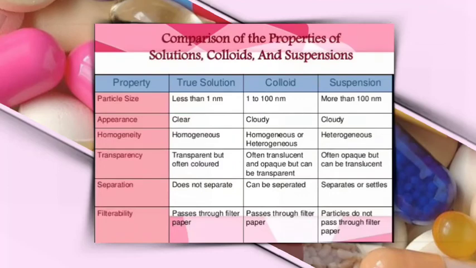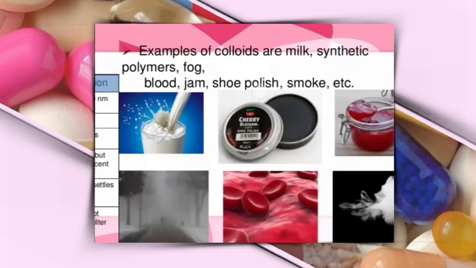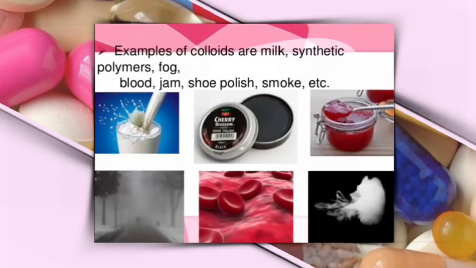Then filterability: a true solution passes through the filter paper. Colloids pass through the filter paper. Suspension particles do not pass through the filter paper. And examples of colloids are milk, synthetic polymers, fog, blood, jam, shoe polish, smoke, etc.